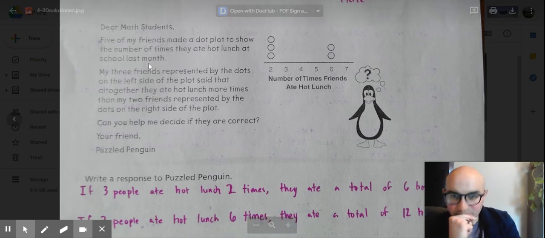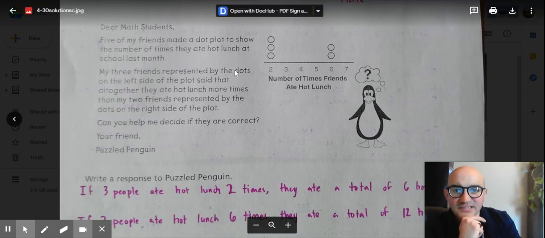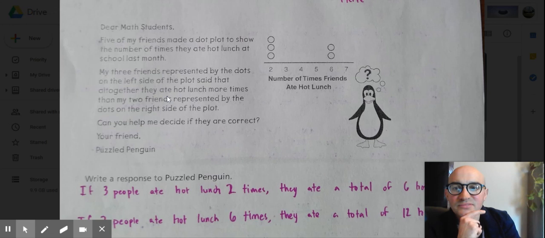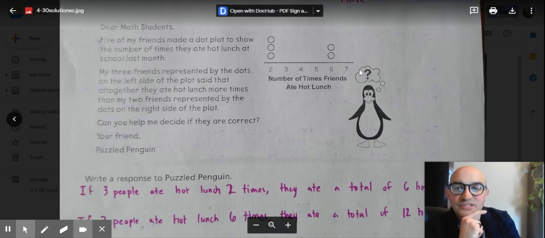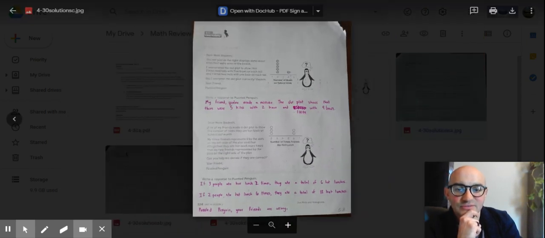Okay? And so, let's take a look. He says, my 3 friends represented by the dots on the left side of the plot, so these are the data he's talking about, said that altogether they ate hot lunch more times than my 2 friends on the right. So in other words, we're saying the claim is that these 3 dots represent more lunch than these 2 dots represent. Let's take a look and see if he's right.